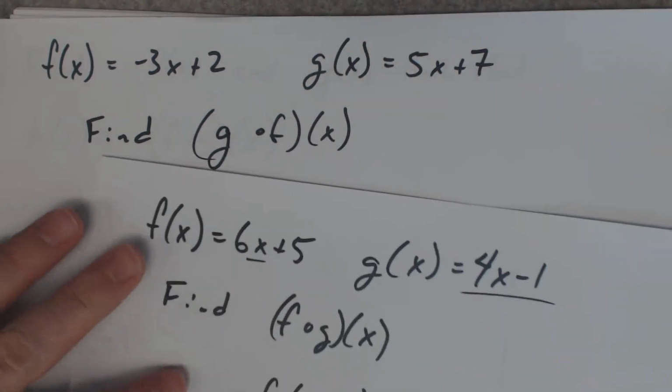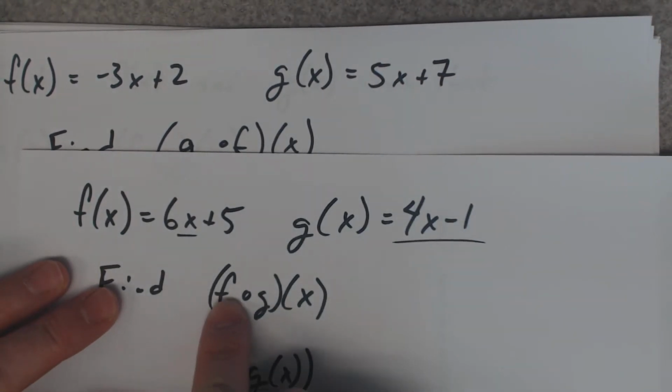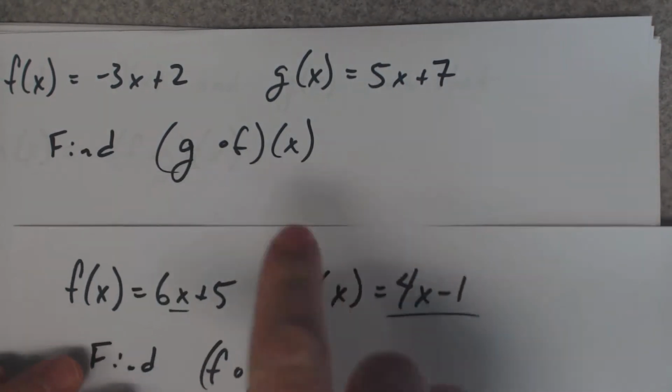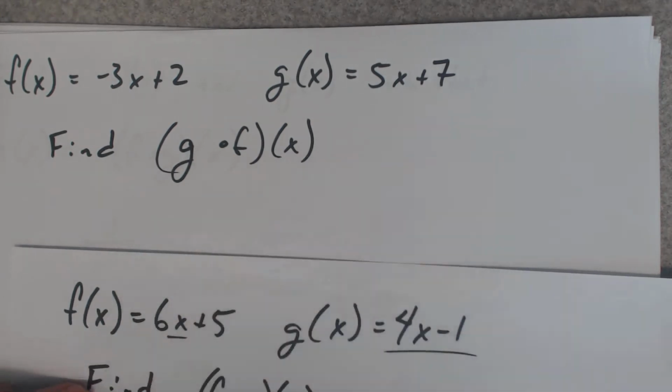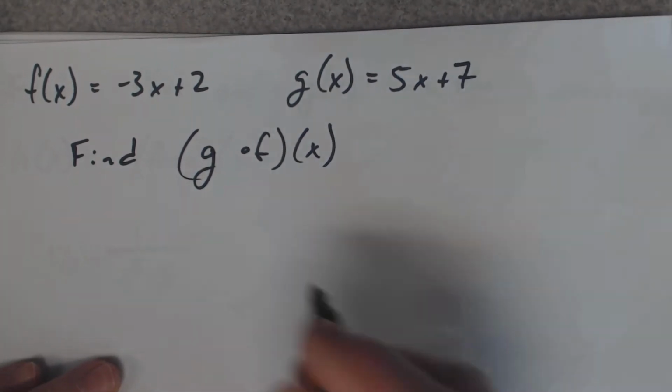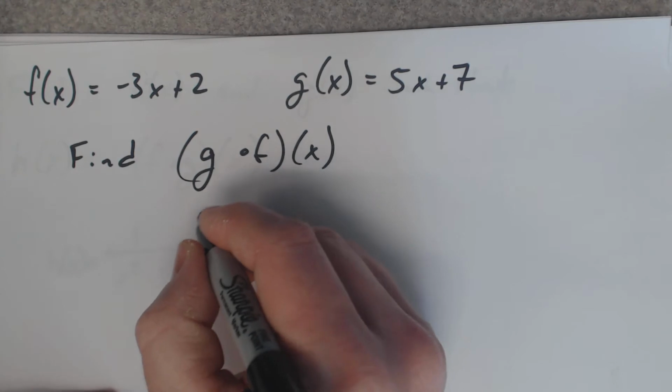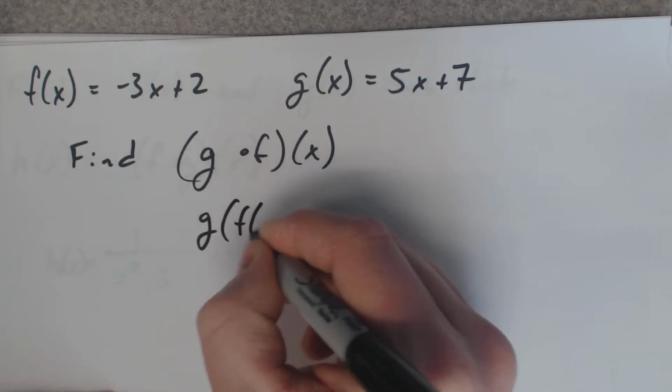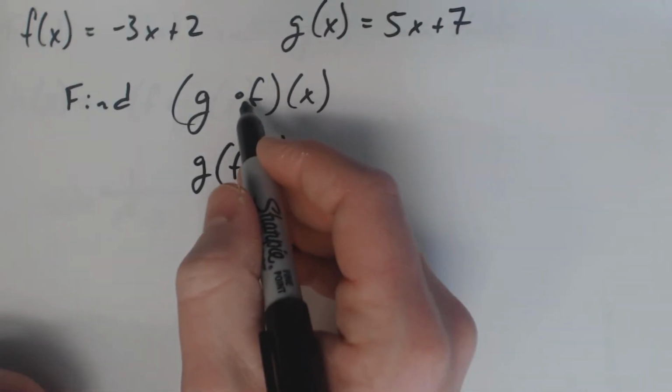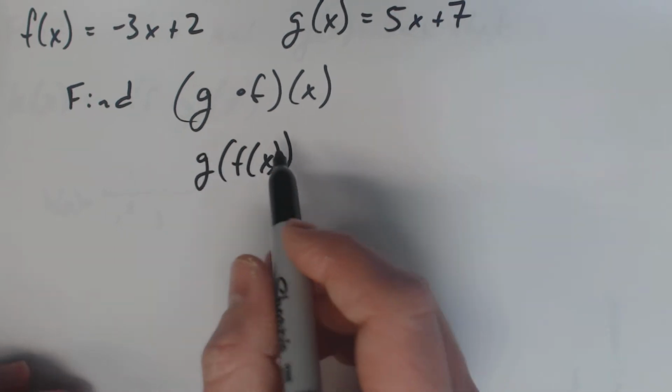This is going to be a little bit different because in this case it was f composed of g of x. Here it's g composed of f of x. And the order is different. I mean, it matters what order these letters are in. It matters. So this is the same thing as saying g of f of x.